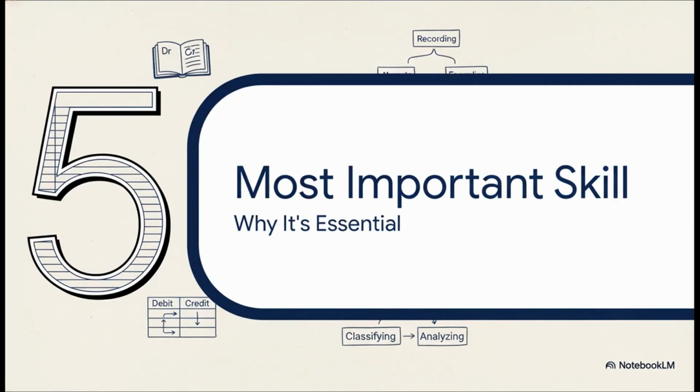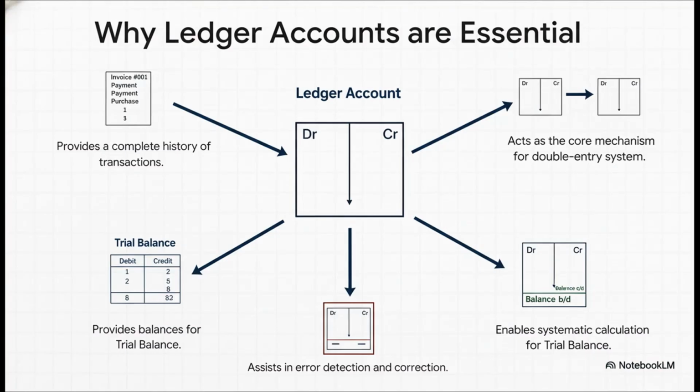So let's bring it all together and talk about why getting comfortable with ledger accounts is without a doubt the single most important technical skill for your success in AS level accounting. Why are they so essential? Well, they provide a complete history for any item. They are the engine that makes the double entry system work. They allow us to systematically calculate closing balances, which we then use to prepare the trial balance. And they're a crucial tool for finding and correcting errors.